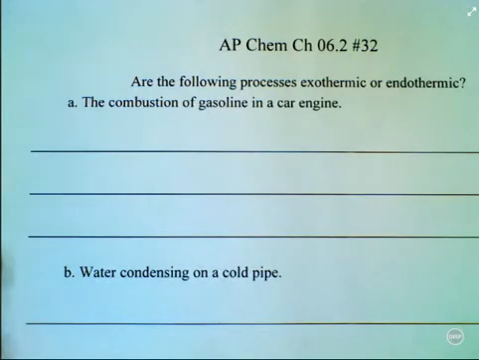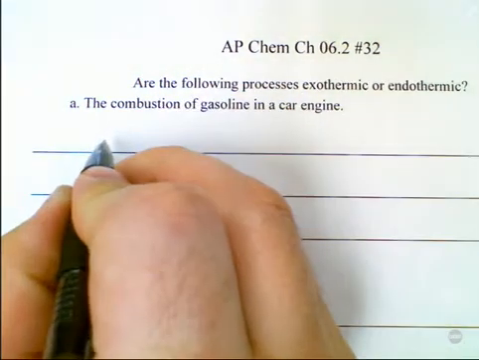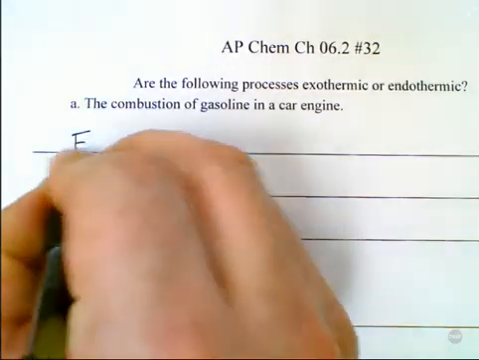Anyone who's ever opened a car hood or a truck hood after the motor's been running for a while can attest to the fact that a lot of heat is being released by the combustion of that gasoline in that motor. Heat is moving from the combusted gasoline, the hydrocarbon, and it heats the metal that makes up the car engine. So when you open that hood, there's a bunch of heat radiating outwards. Okay, so this process right here is exothermic.